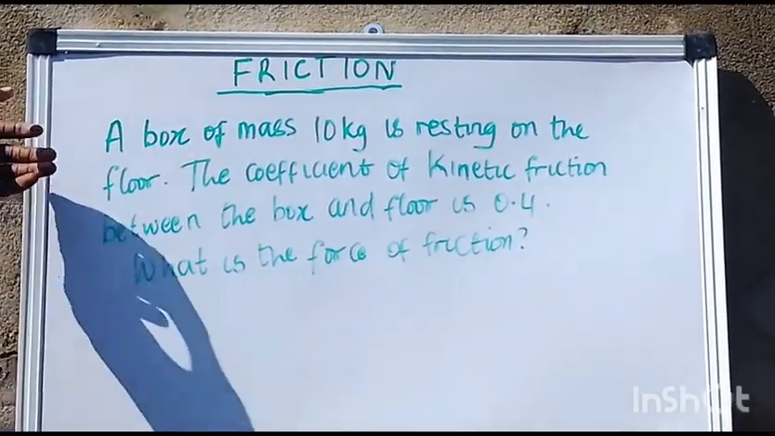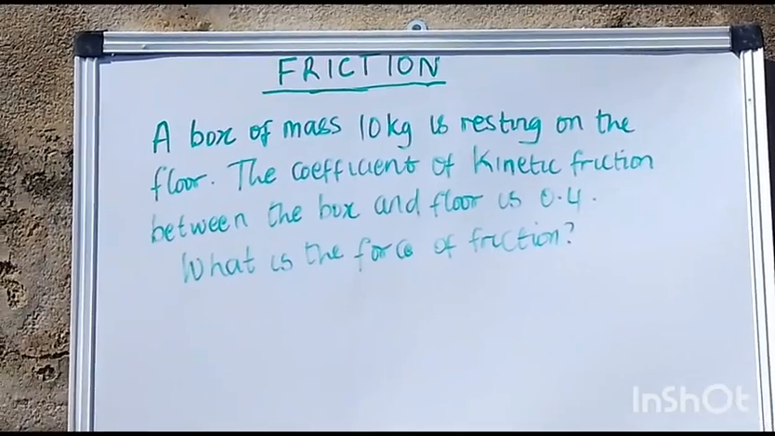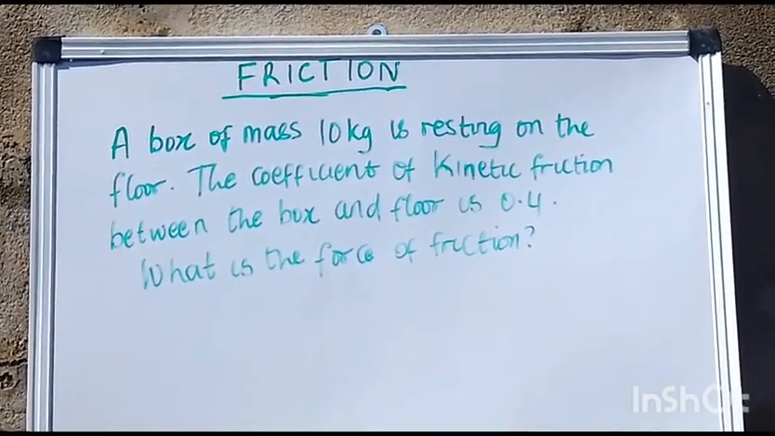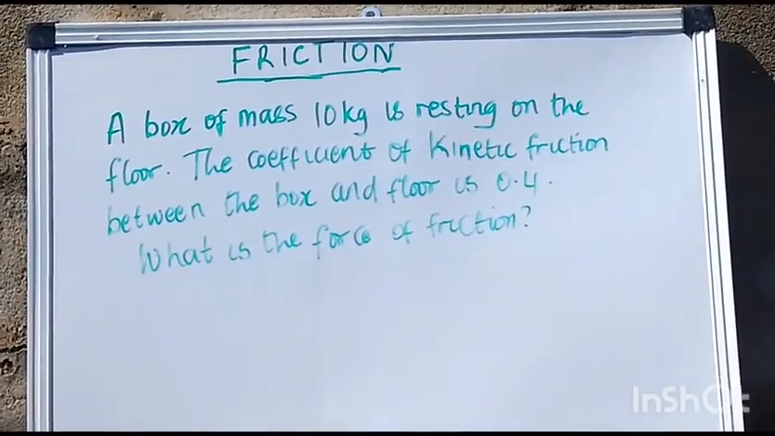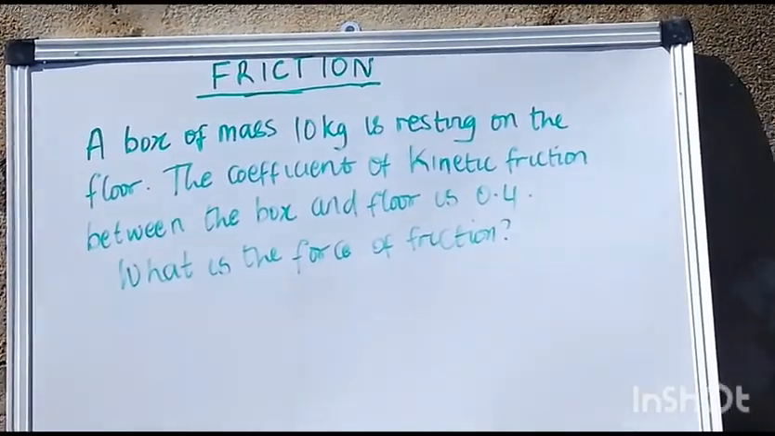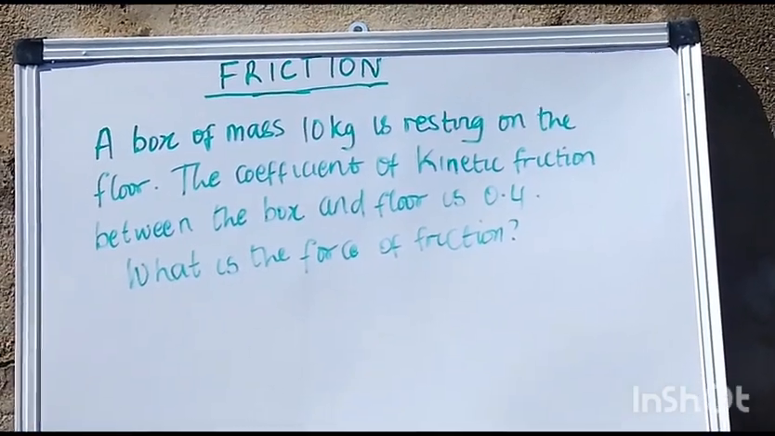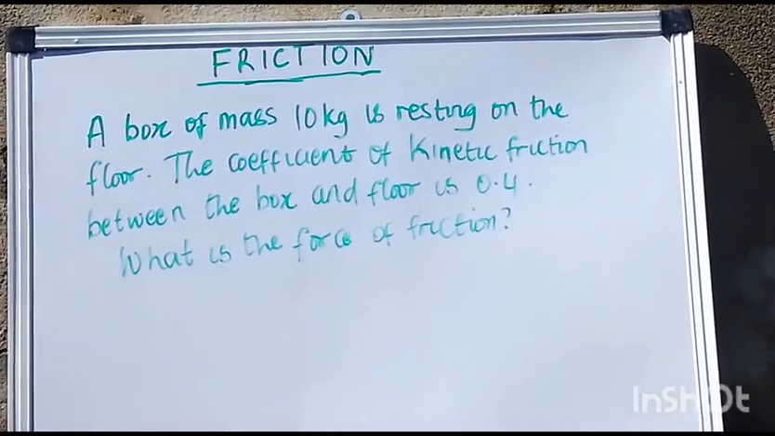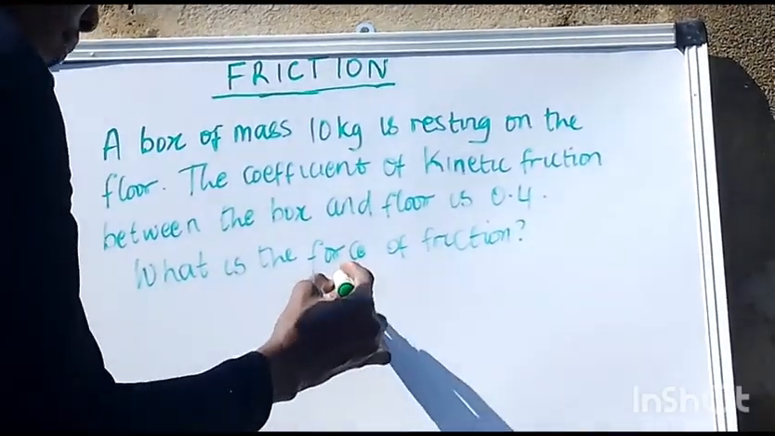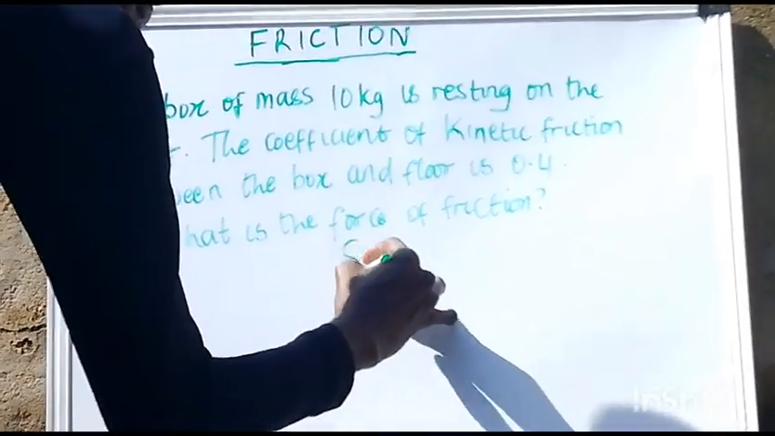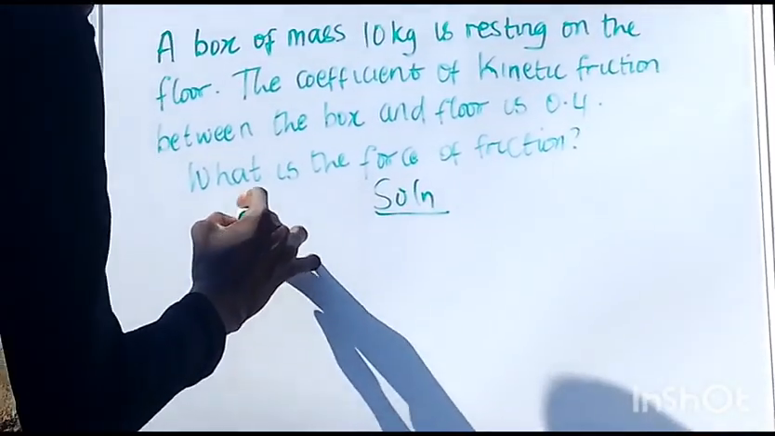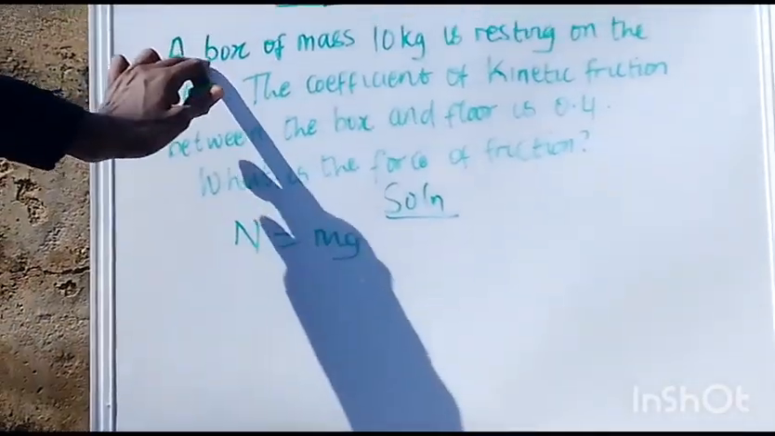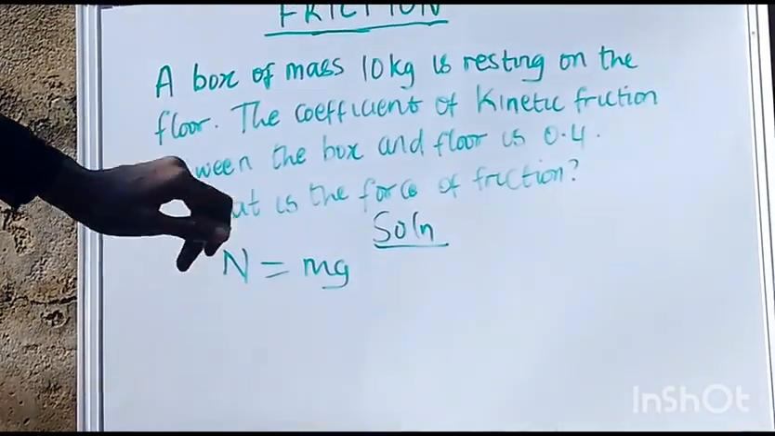So let's take a look at this question. It says a box of mass 10 kg is resting on the floor. The coefficient of kinetic friction between the box and the floor is 0.4. What is the force of friction? To calculate this, we first find the normal force. Come with me. Normal force is given by mg because the box is resting on a flat surface, which is the floor.